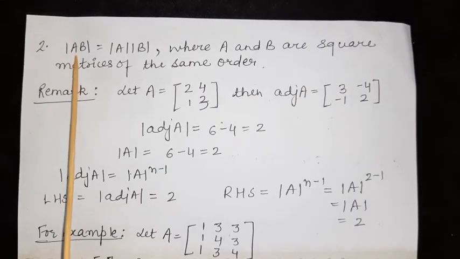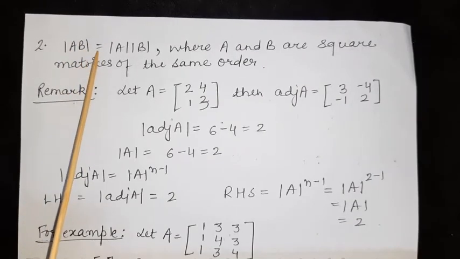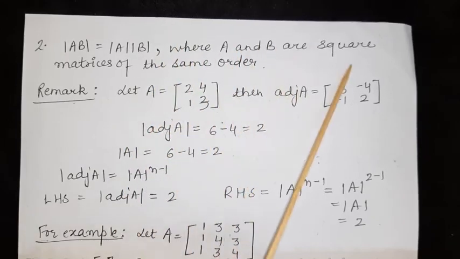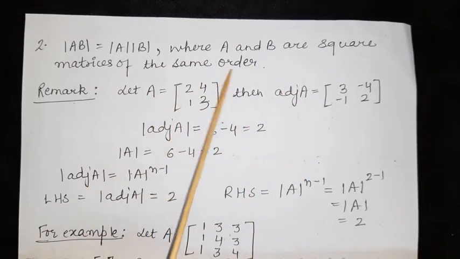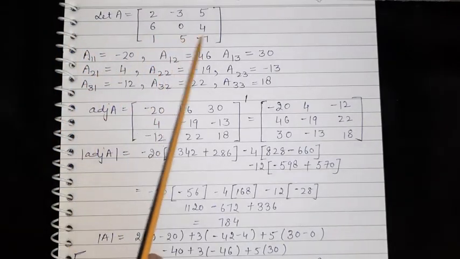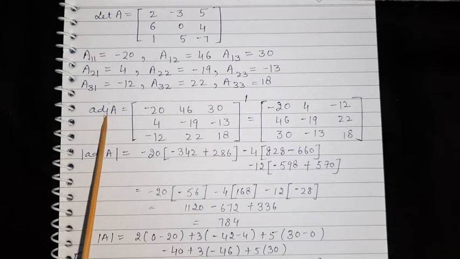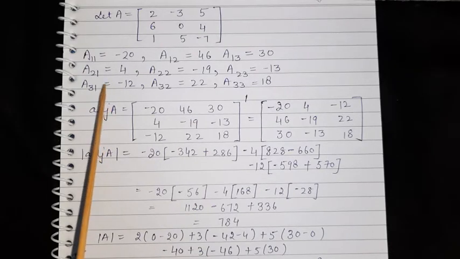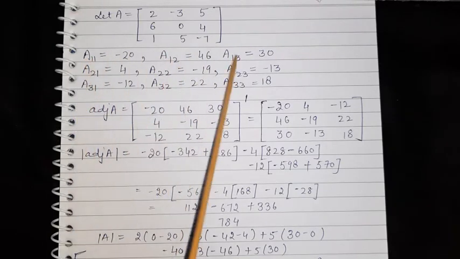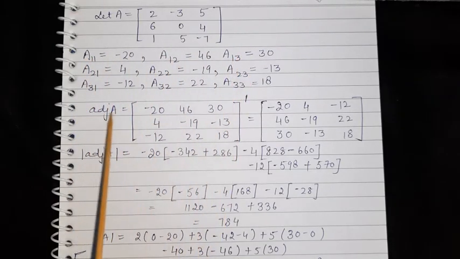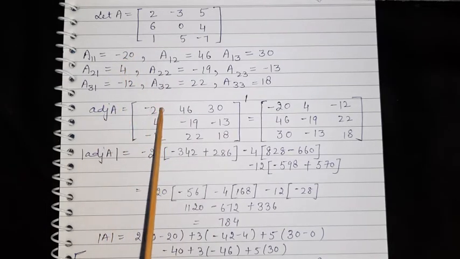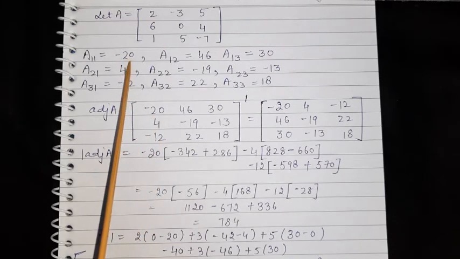Our next result is that the determinant of AB is the same as the determinant of A into the determinant of B, where A and B are square matrices of the same order. Now see another example. Let A be a matrix of order 3. First we will calculate the adjoint of this matrix. For that we will calculate the cofactors of all the elements. The cofactors of all the elements are written here. So the adjoint of A will be, let's replace all the elements with the respective cofactors. So we have replaced it.